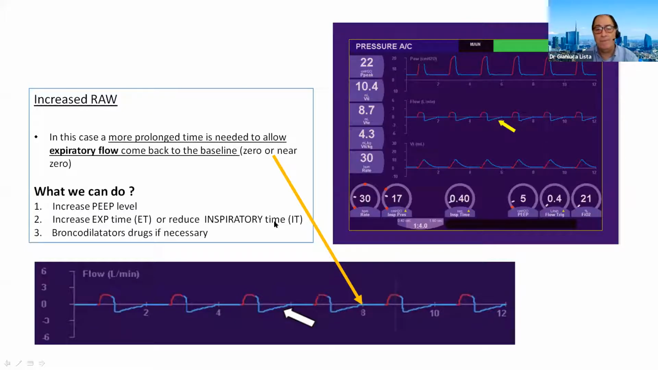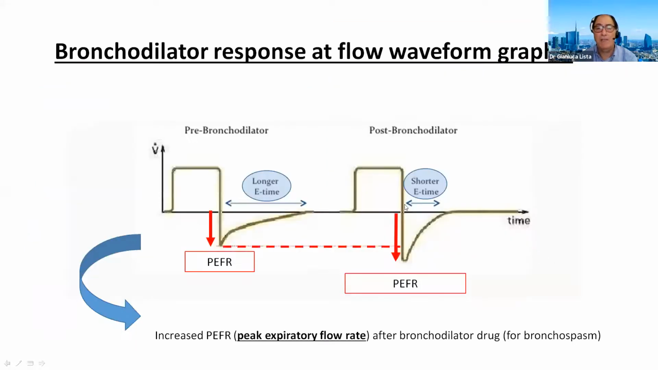In some cases, you have to use bronchodilator therapy, like you can see in these patients before and after bronchodilator therapy. In fact, before using the bronchodilator, the peak expiratory flow rate is too low and the expiratory time is much longer. After bronchodilator therapy, the peak expiratory flow rate is bigger and the expiratory time is shorter.